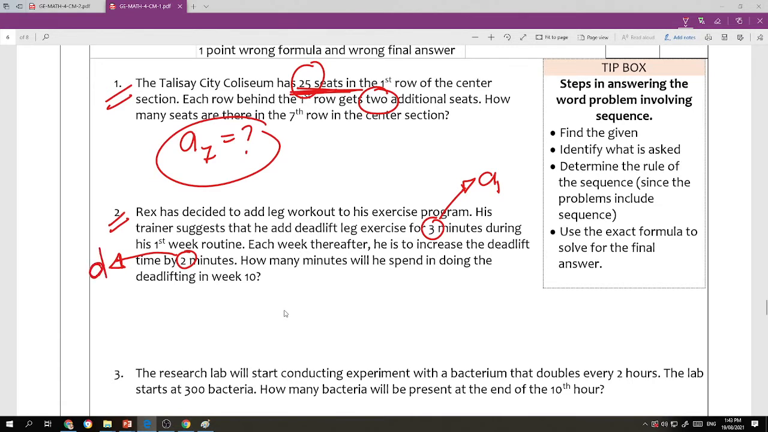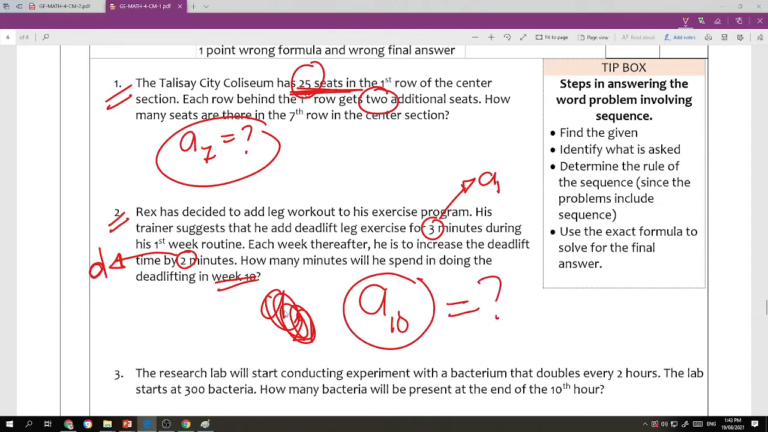Common difference, because that is what is added each week. Okay? Now, how many minutes will he spend in the week number 10? Meaning the 10th week. This is what you will solve: a sub 10. Sorry for that. A sub 10 is what we will find. Okay? Do you know the first term and the common difference?